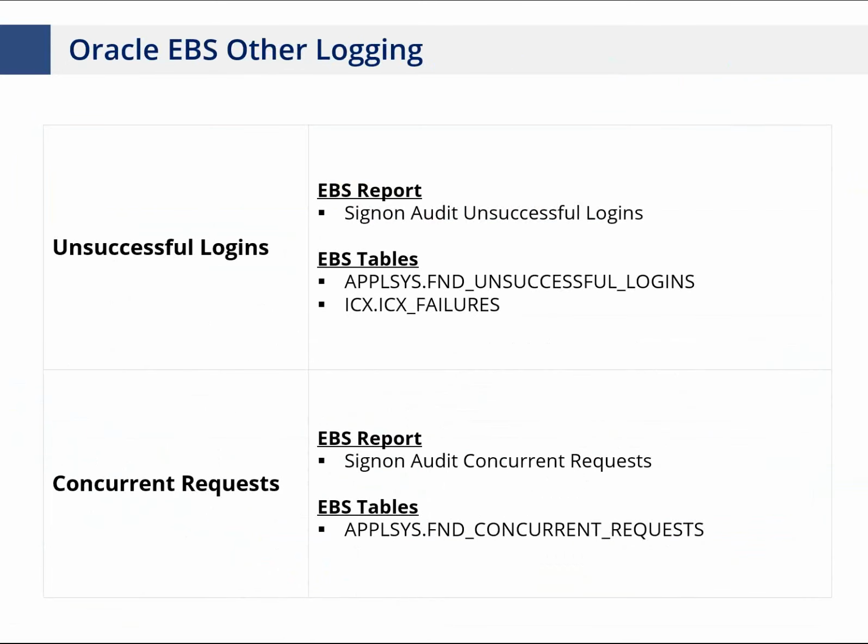There's some other additional logging here. So I can get unsuccessful logins and concurrent requests. So every time a concurrent manager program is run, I have that audit trail data. Fortunately, unsuccessful logins and concurrent requests are actually done by default. So this is not something you have to turn on. So you actually have this data.